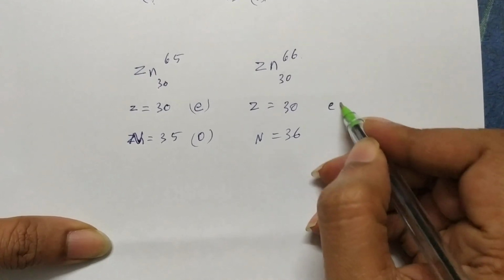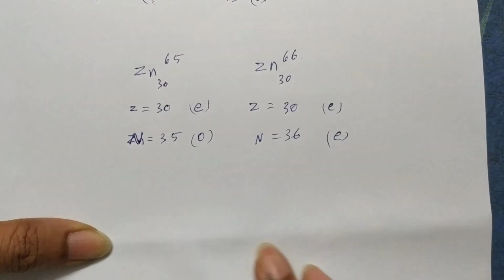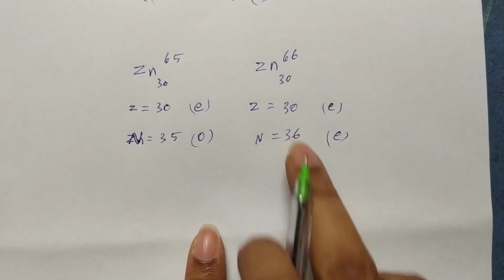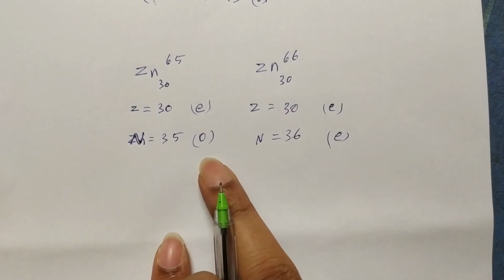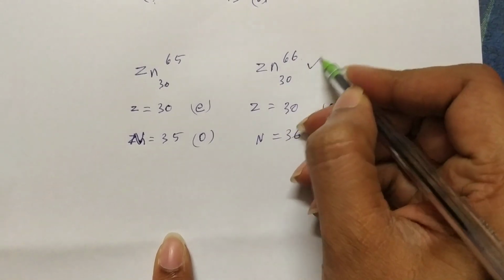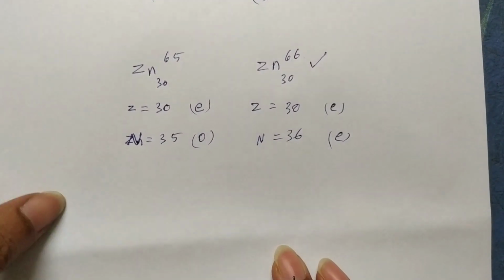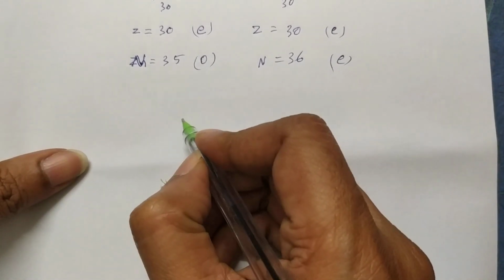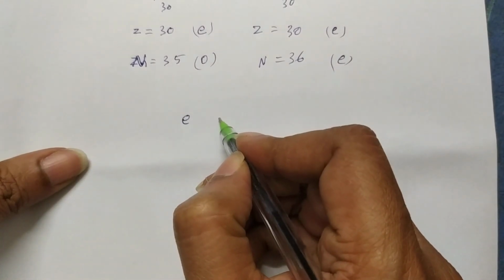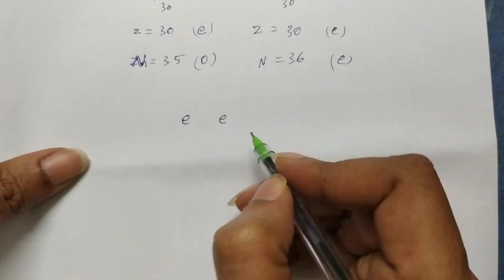In the second, protons and neutrons are both even. Which has better stability? This one, because both are even numbers, while in the other one is even and the other is odd. So this has better stability. From this, what you can say is that elements with both an even number of protons and an even number of neutrons are more stable.